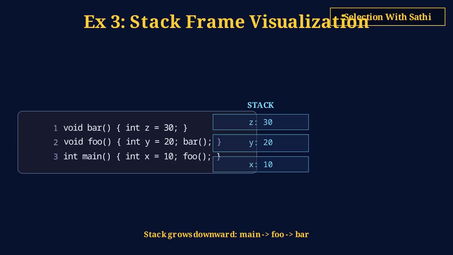Now bar returns, its frame is popped and z is destroyed. Then foo returns, its frame is popped and y is destroyed. We are back in main with only x. This is LIFO, last in, first out. Each function gets its own isolated stack frame.